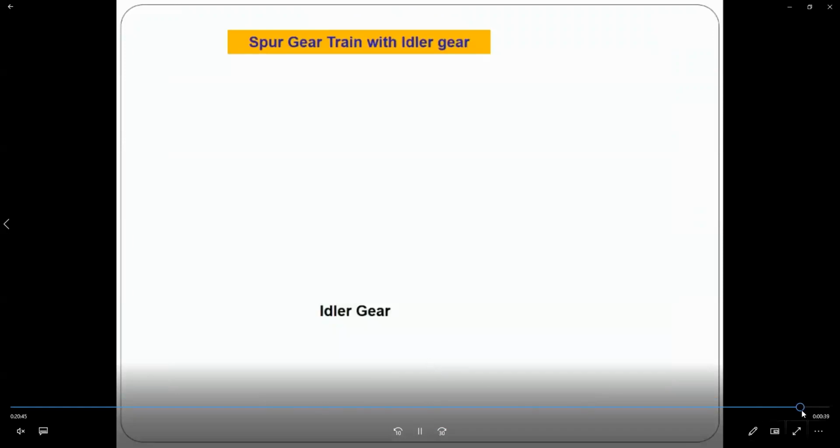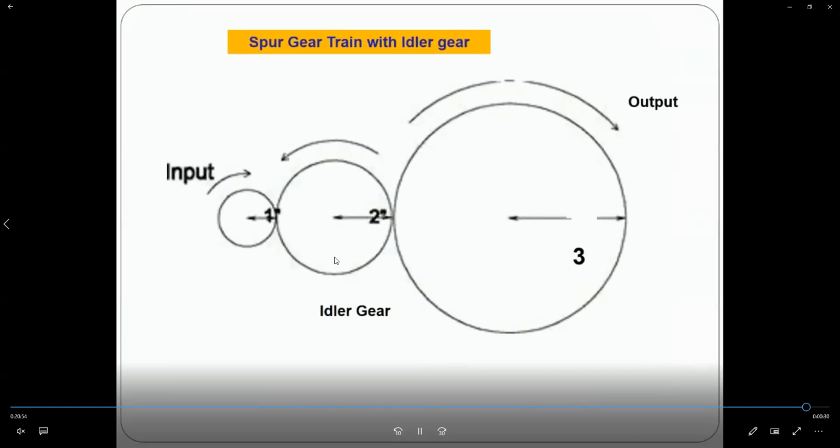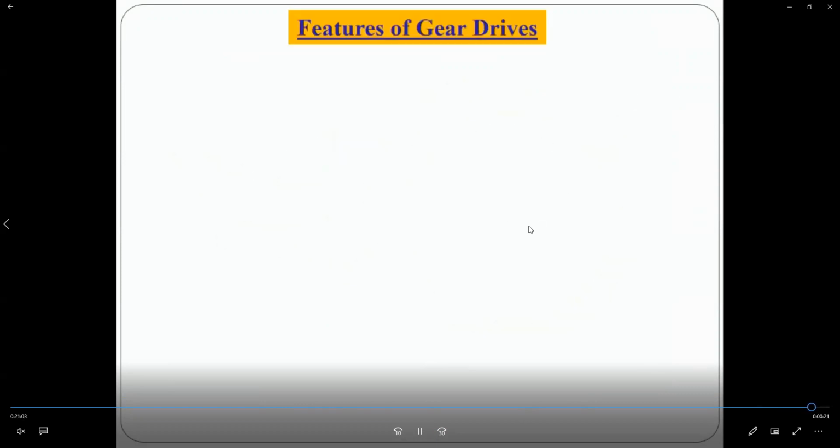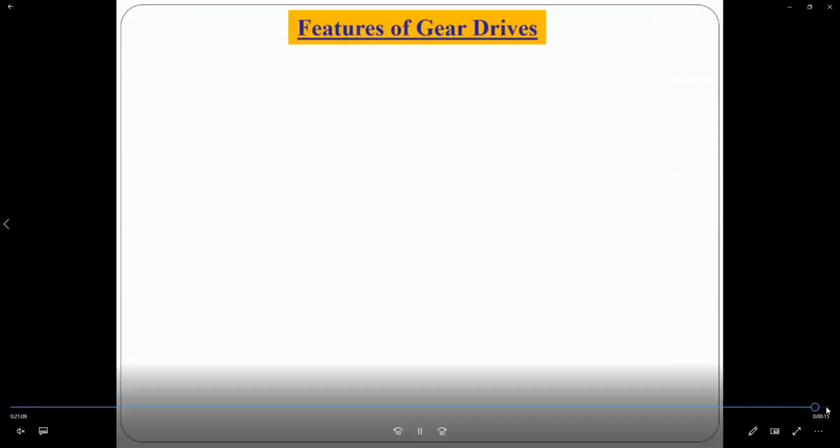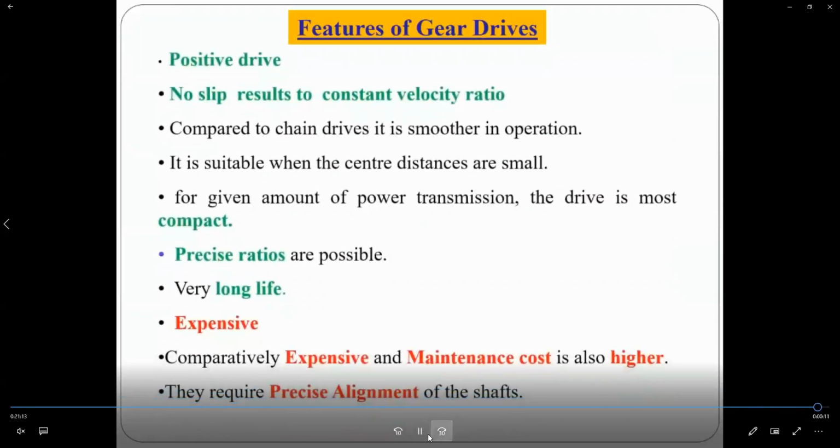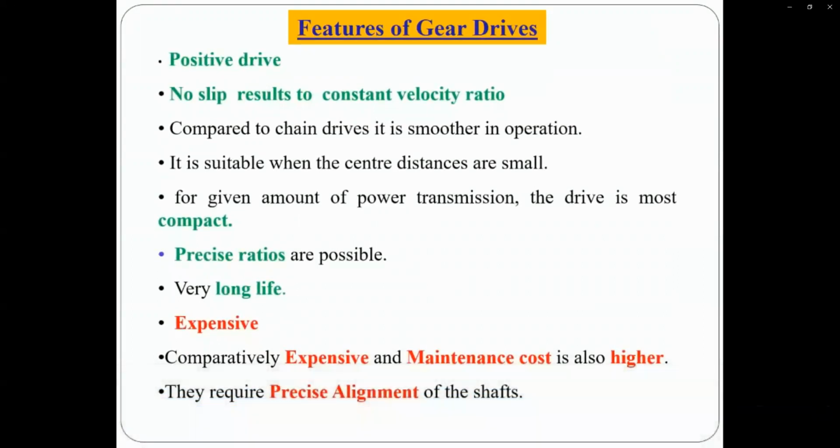Okay, another one is installing an idle gear. When this one rotates, after the idle gear, the rotation will be in the same direction. The main purpose of putting an idle gear in the center is to add one more gear. Okay, so the gear has no slip, is very precise, and has long life.